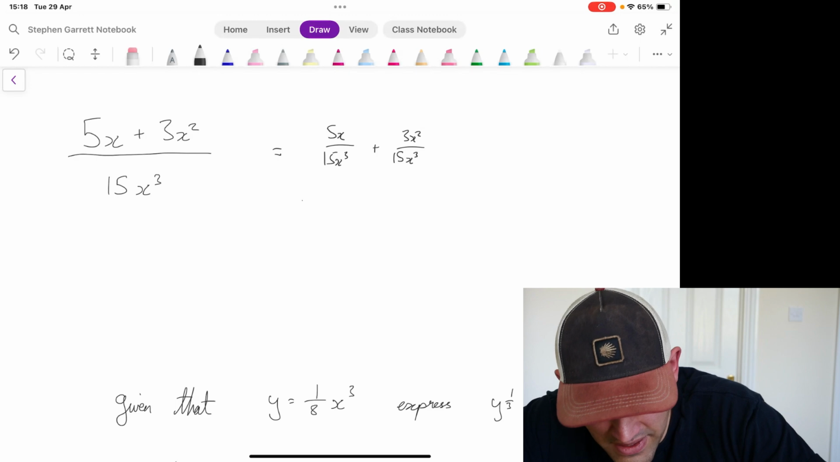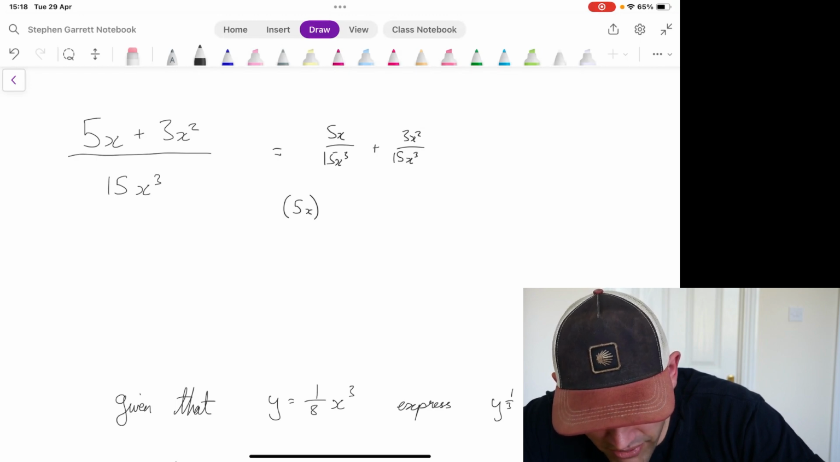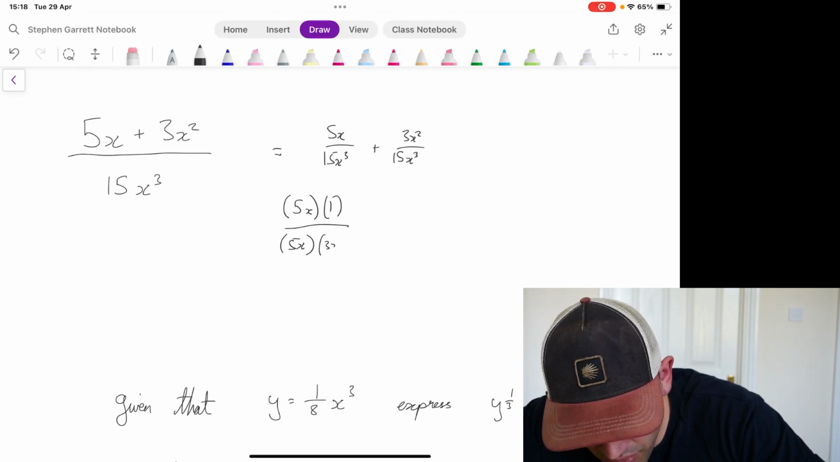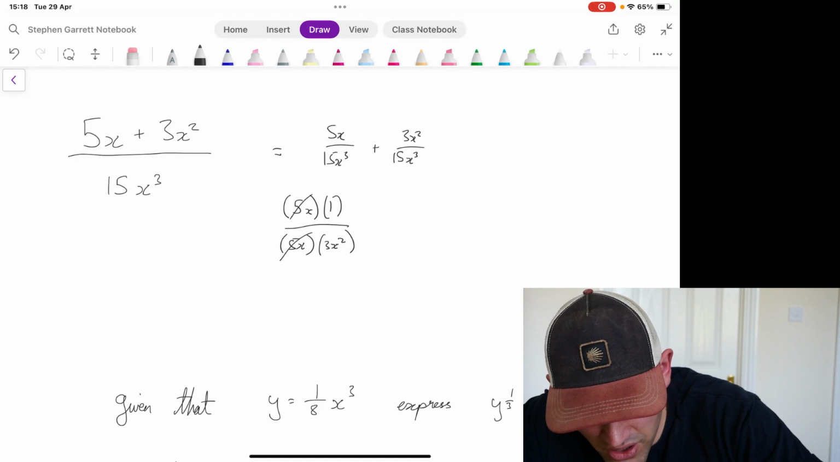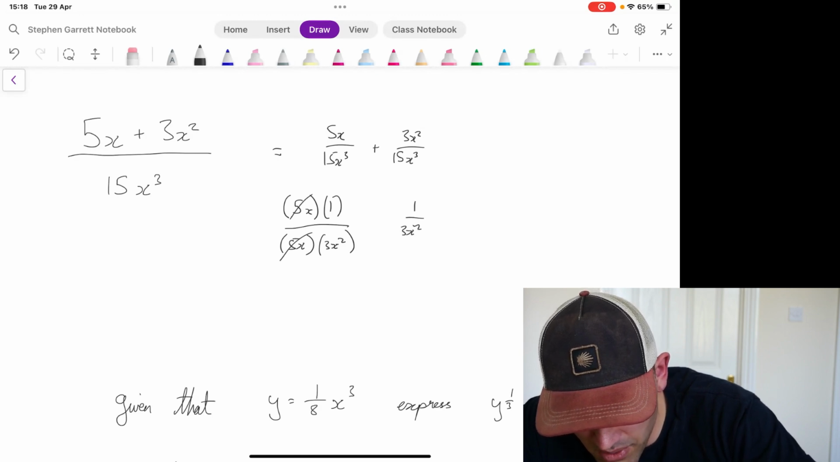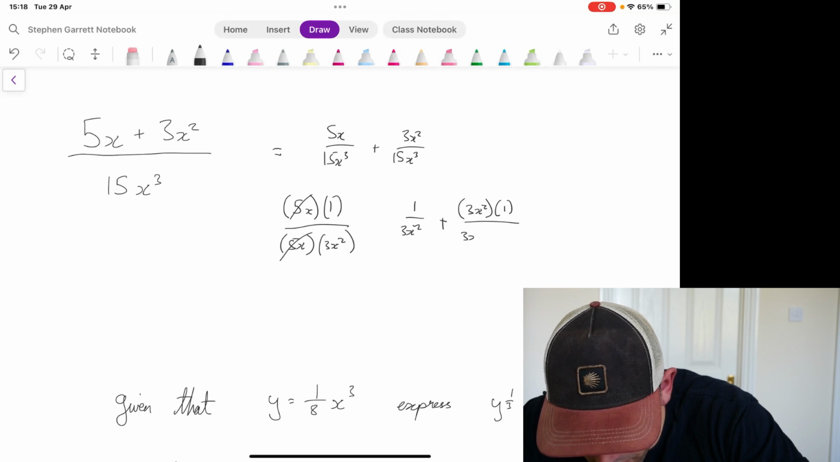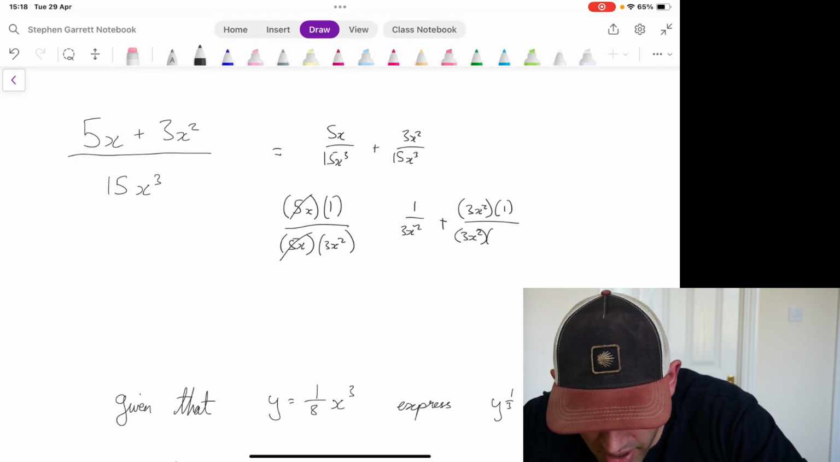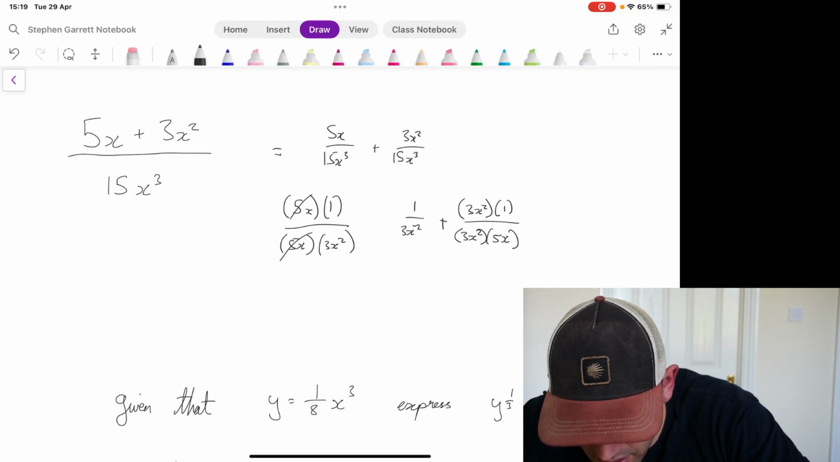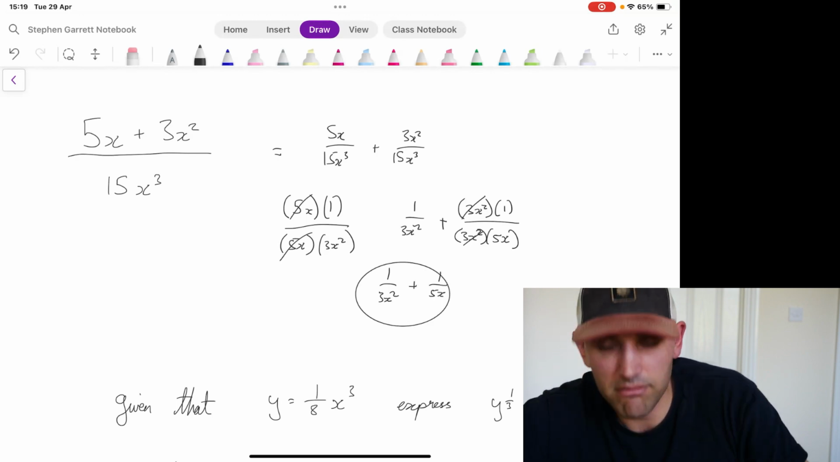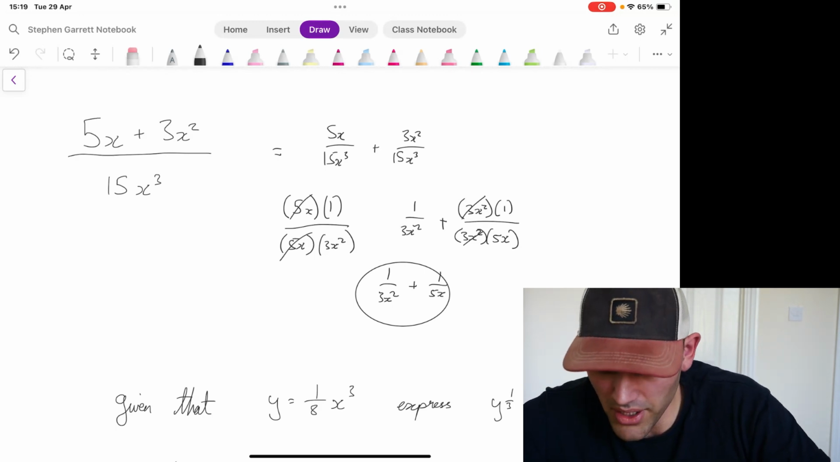Okay, I'm going to look for common factors here, so I think there's a 5 and an x as my common factor, which leaves 1 on the numerator. 5x on the bottom leaves me 3x squared. So this first fraction, after these cancel, becomes 1 over 3x squared, plus, I think we have a common factor of 3x squared here. 3x squared multiplied by 1 over 3x squared multiplied by 5x. Yes, cancel, cancel. So that's 1 over 3x squared plus 1 over 5x. You could make a common denominator and make that neater, but let's not.